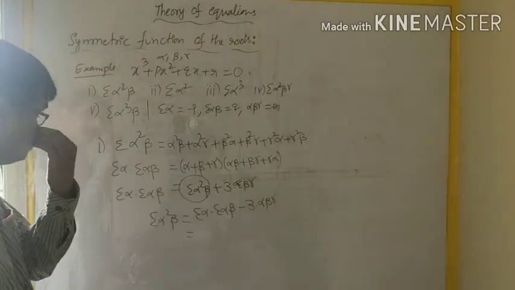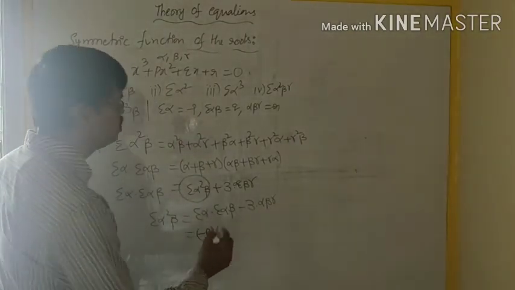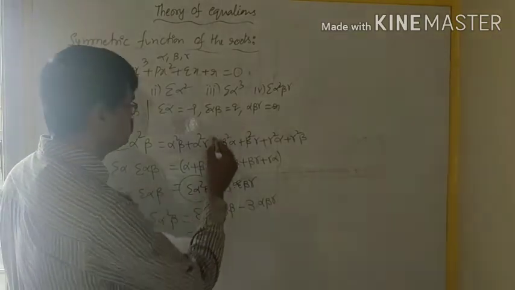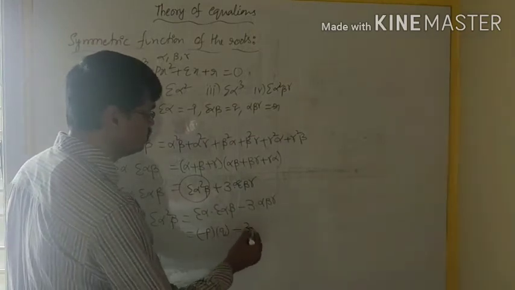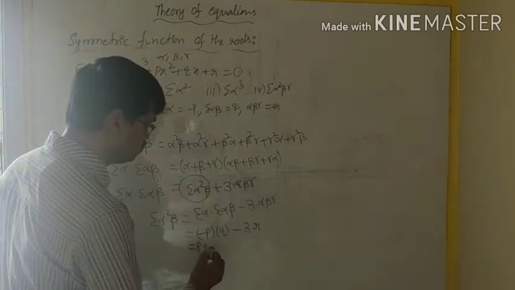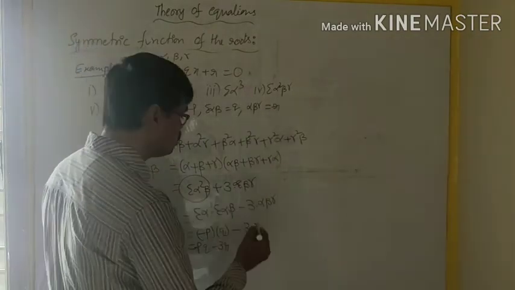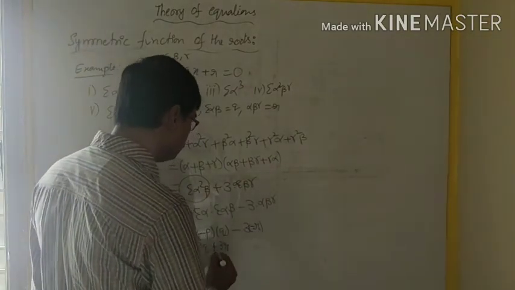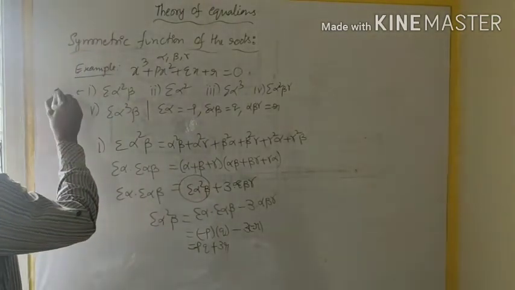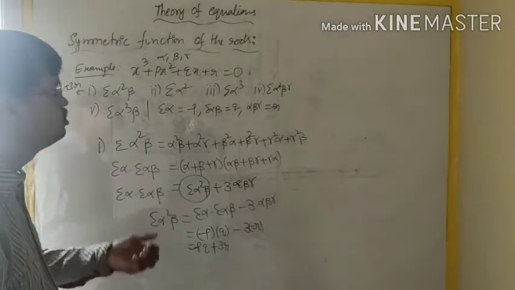So what is the sigma alpha value? Minus p, into sigma alpha beta value, which is q, minus 3 into alpha beta gamma, which is minus r. So minus pq plus 3r. So this value we got: minus pq plus 3r. So this is the first problem.